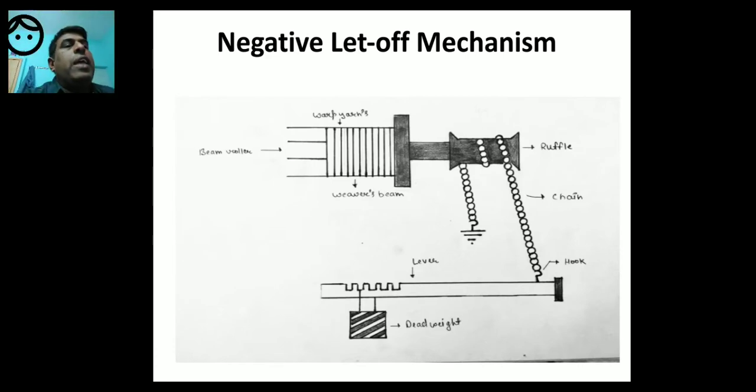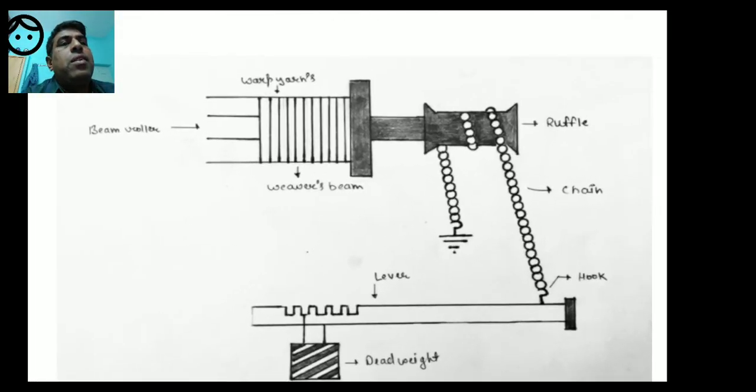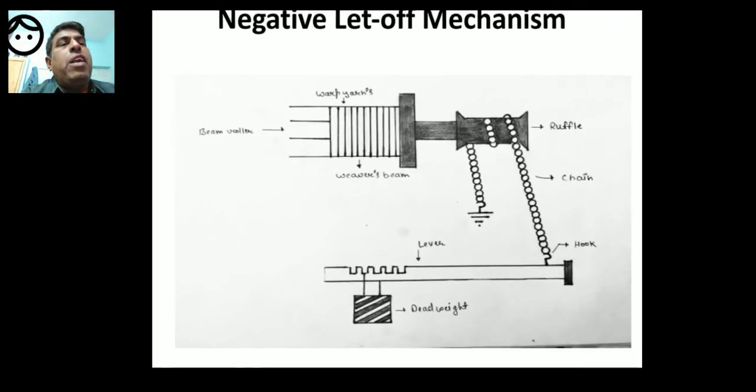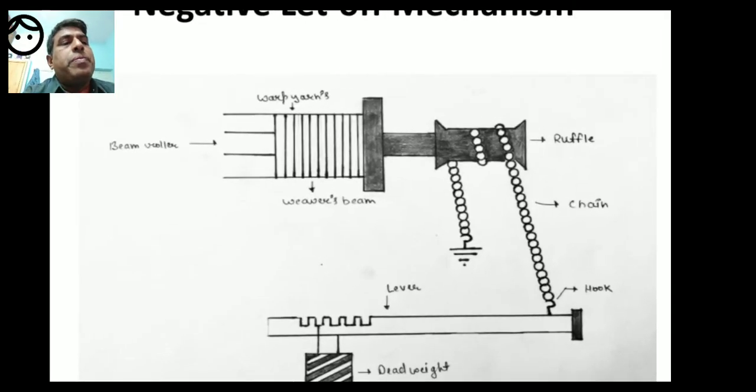So here you can clearly see the negative let off mechanism parts. You see from the bottom: dead weight, lever, hook, chain, ruffle, weaver's beam, warp yarns, beam.